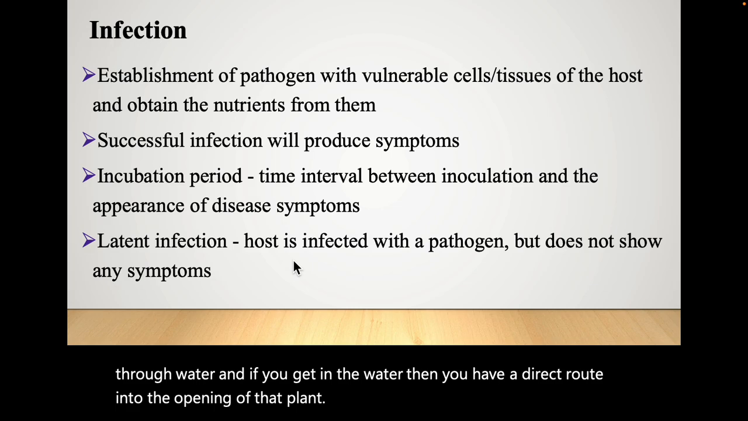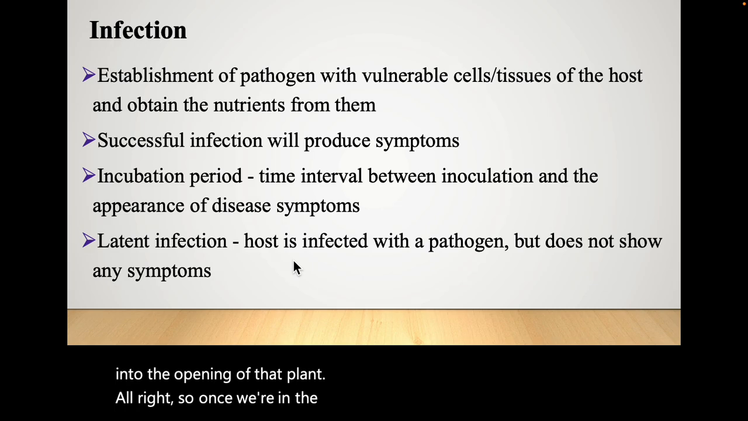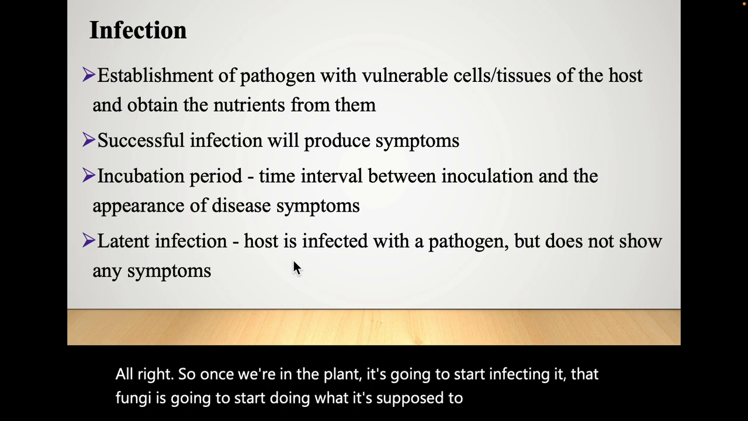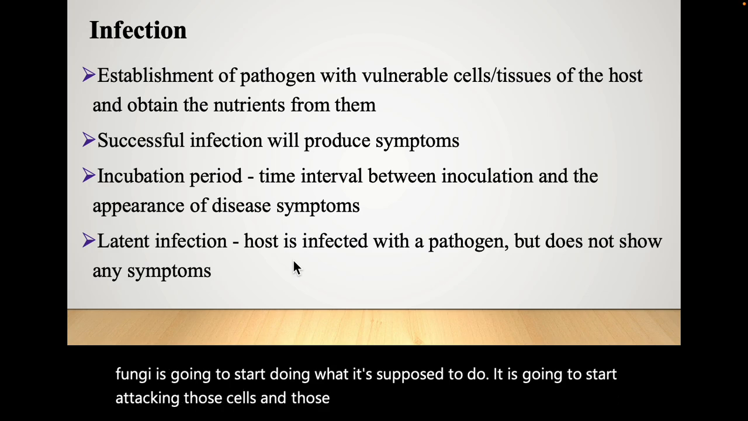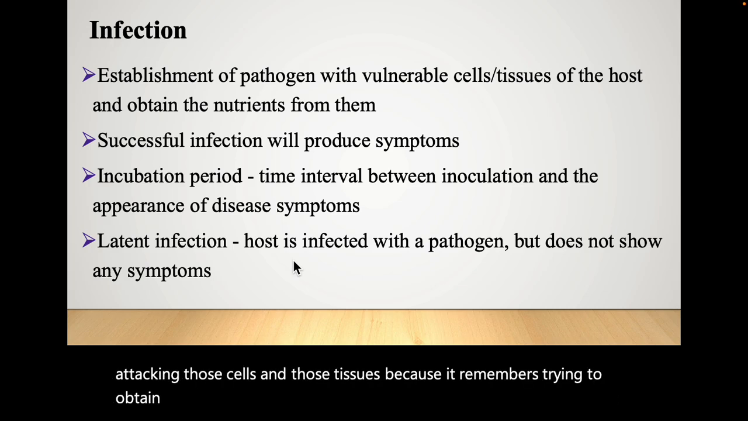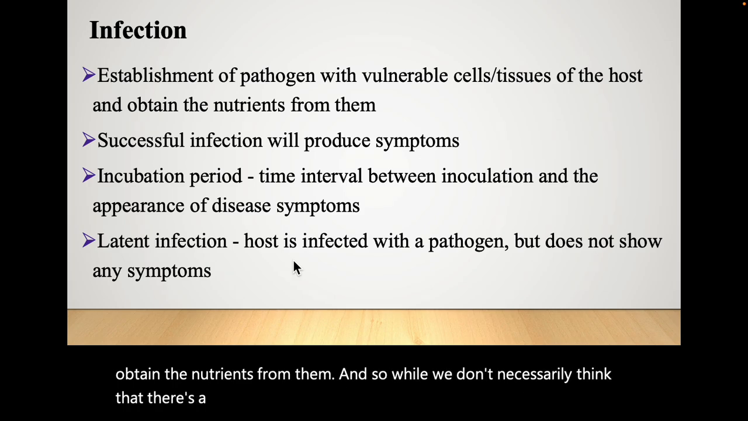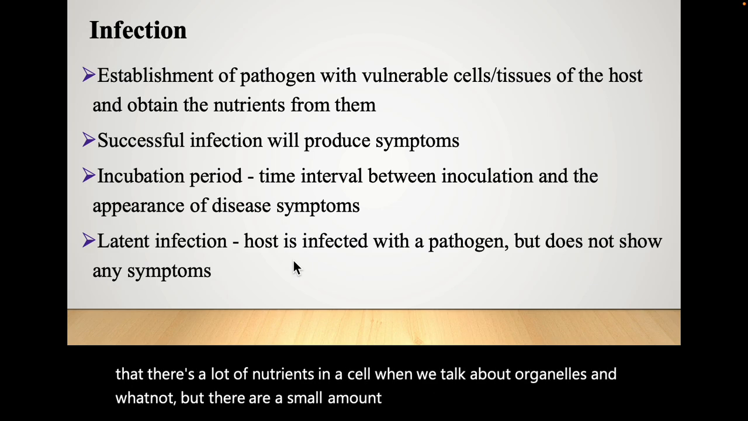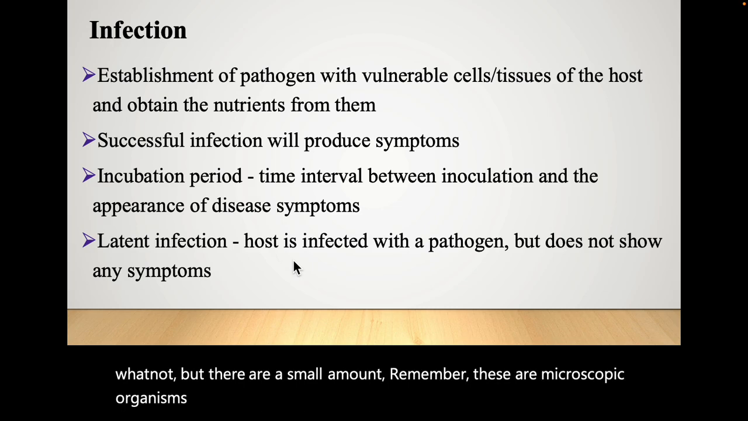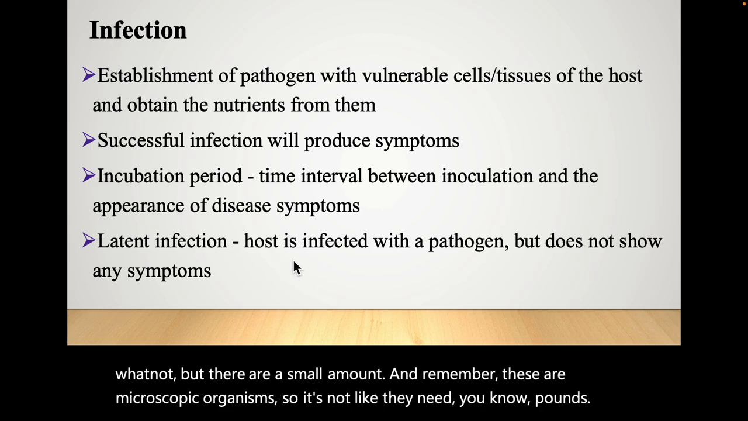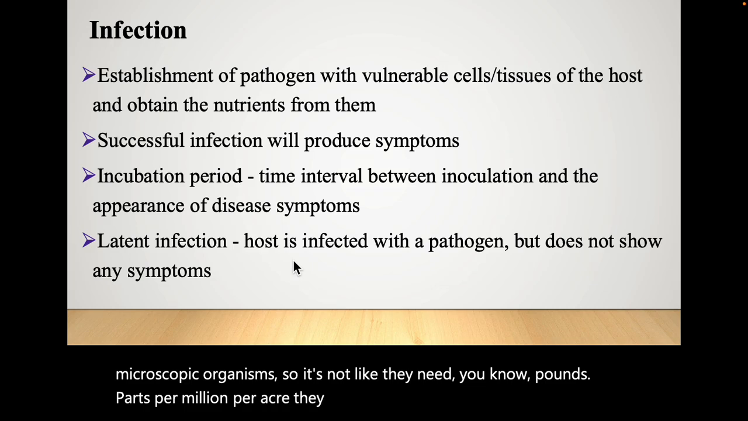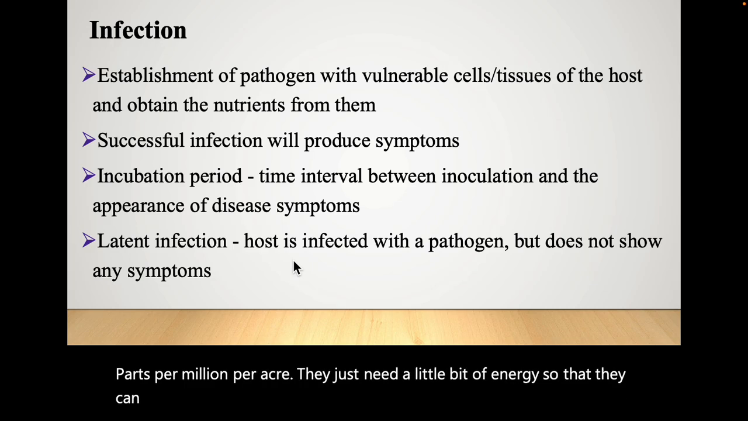All right, so once we're in the plant, that fungi is going to start doing what it's supposed to do. It is going to start attacking those cells and those tissues because remember, it's trying to obtain the nutrients from them. And while we don't necessarily think that there's a lot of nutrients in a cell, when we talk about organelles and whatnot, there are a small amount. Remember, these are microscopic organisms, so it's not like they need pounds or parts per million per acre. They just need a little bit of energy so that they can replicate.